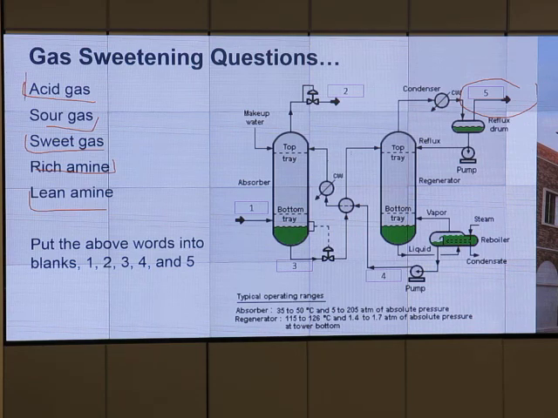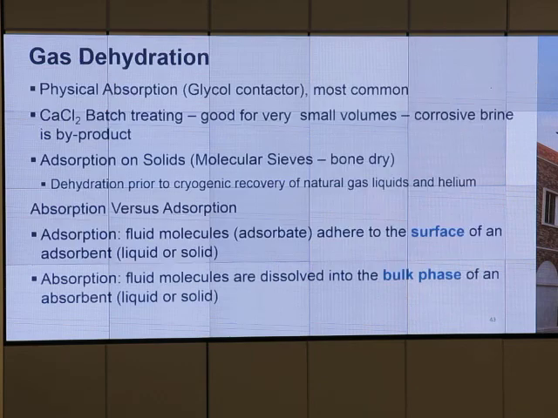Acid gas. Acid gas is not really the same as sour gas. Sour gas means you have natural gas plus H2S, right? But acid gas is something that is ready for the Claus process, mainly H2S and CO2. Okay, that's number 5. Gas dehydration is to remove water. Okay, it's a physical absorption process. No reaction.